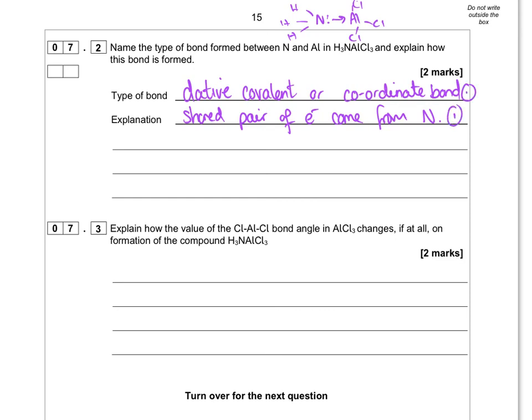Explain how the value of the Cl-Al-Cl bond angle in AlCl3 changes, if at all, on the formation of this new compound. So aluminium has gone from having just 3 bonds or 3 pairs of electrons to having 4. So it's gone from being a trigonal planar shape to a tetrahedral shape. Well, in trigonal planar we've got 120 degrees, in tetrahedral we've got 109.5. So we're going to get a reduction in the bond angle.